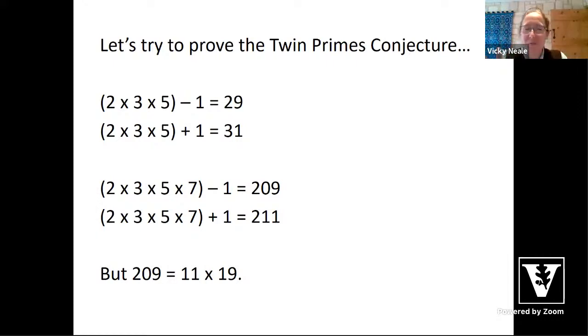Those are new primes that weren't on our original list. So, okay, we haven't proved the twin primes conjecture. That's not so surprising. I did tell you it was one of the most famous unsolved problems in maths. Maybe that helps a little bit with an insight into Euclid's argument.